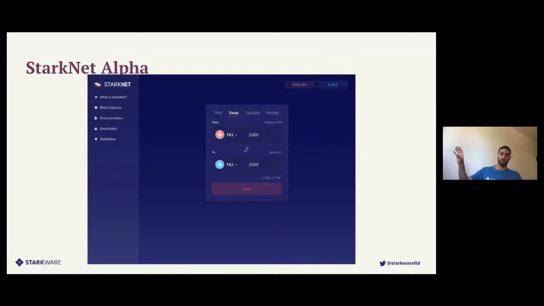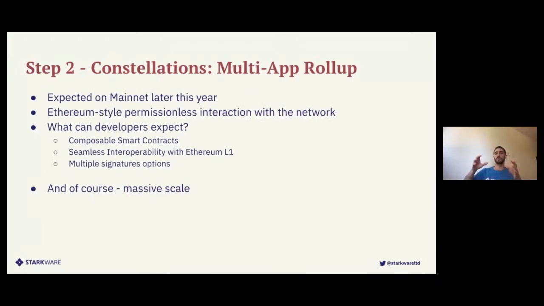So this is the first step, and this is the building block, which is the StarkNet contracts. The next step will be to take those contracts and put them in a multi-app rollup. We expect this to be live on mainnet, not on testnet, by the end of this year. And what it will offer is an Ethereum-style permissionless interaction with the network, right? So you will have smart contracts. They will be able to interact with each other. Everyone will be able to deploy them and send transactions to them.